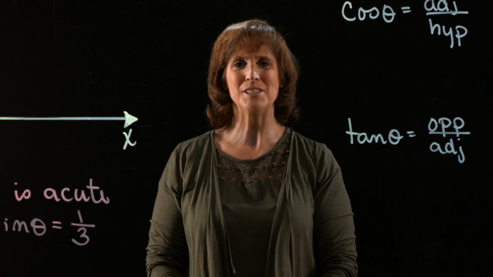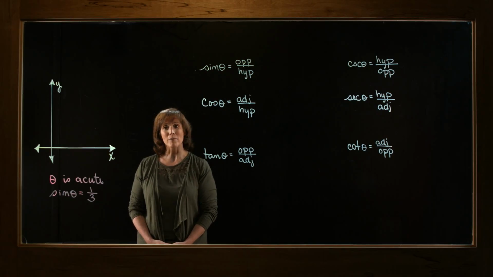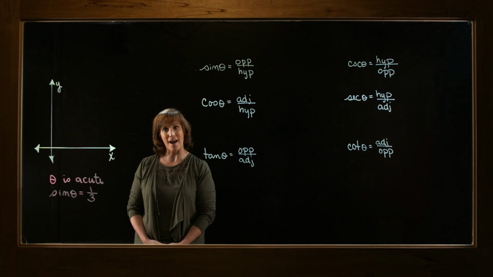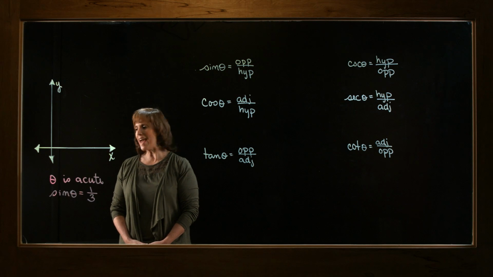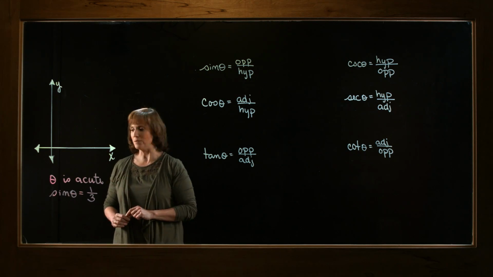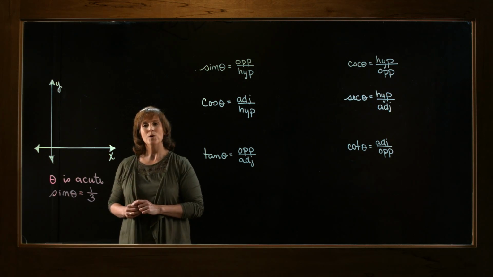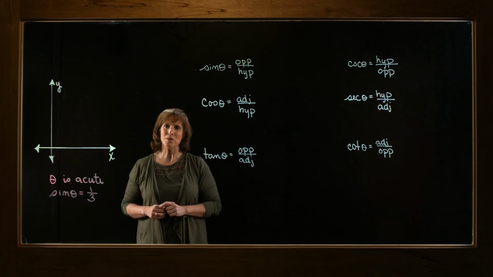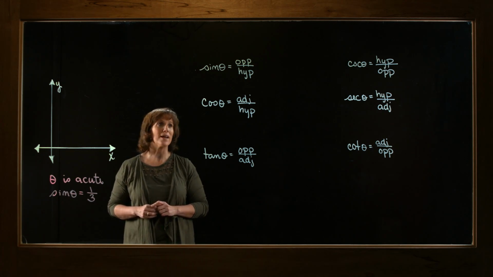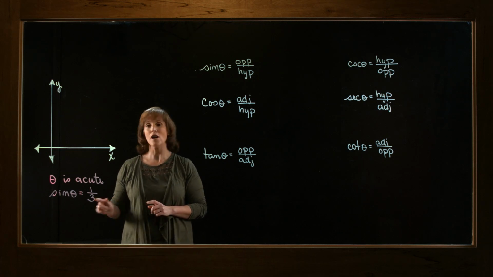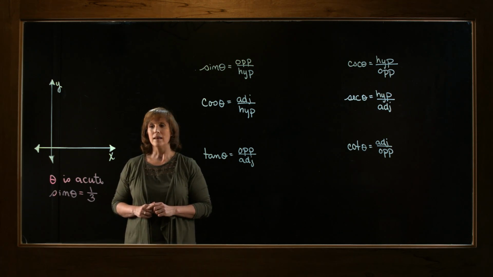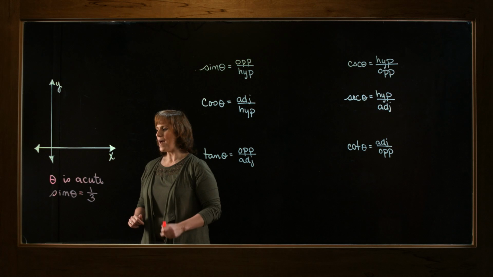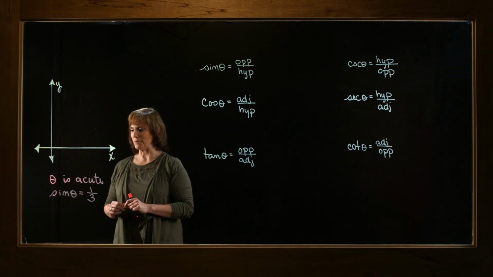Hi, I'm Cheryl Leach. In this problem, we're going to sketch a right triangle that has an angle theta, which happens to be acute, and when you take the sine of that angle, you get 1/3. After we do that, we're going to go ahead and evaluate the other trig function values for that angle theta. So let's go ahead and look at my construction.